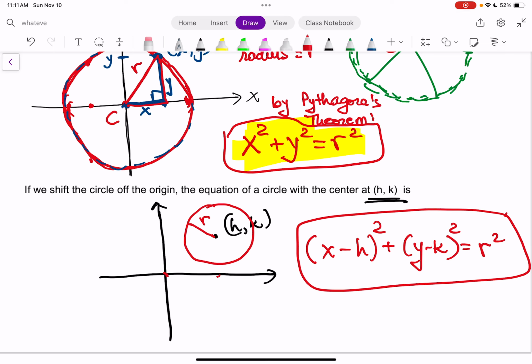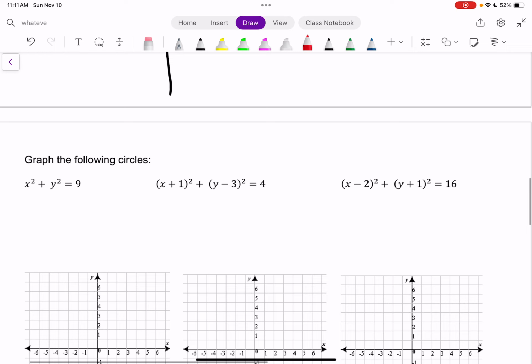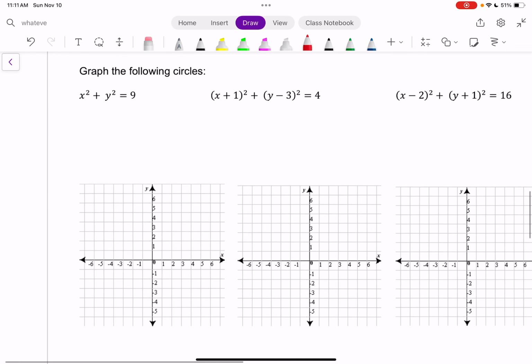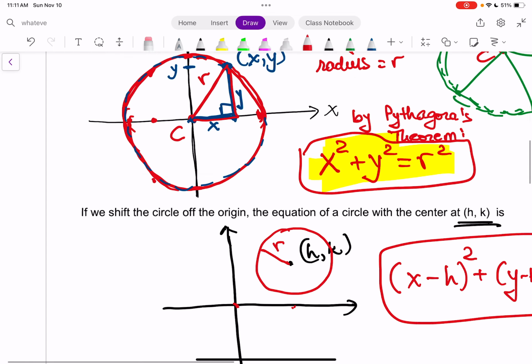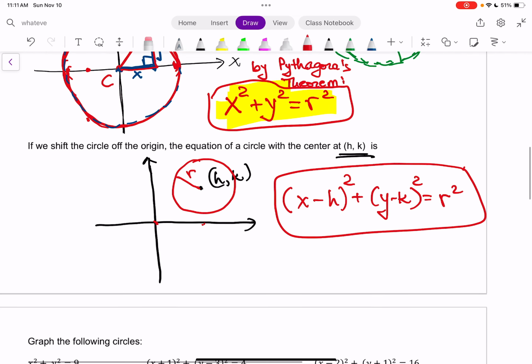Okay. All right. So here it is. Let's graph the following circles. It's actually pretty simple and really easy. So the first thing I need to decide is where is the center. And the center is what's going to be subtracted from x and y. And as you see, nothing is subtracted from x and y. We're going straight to an equation of a circle with center in the origin.